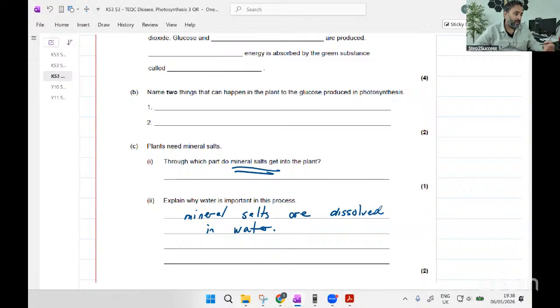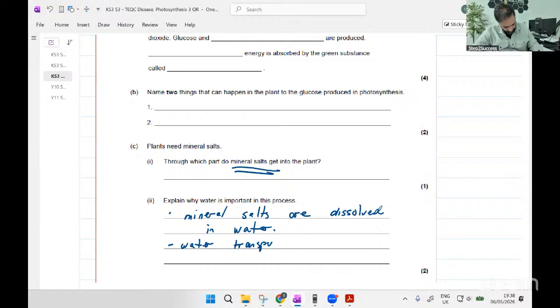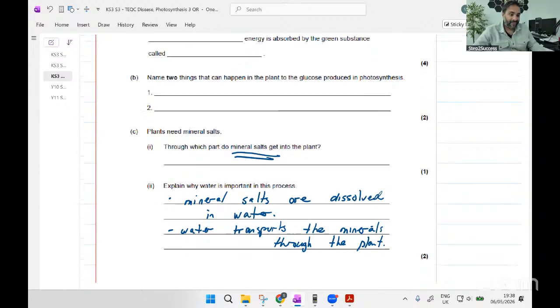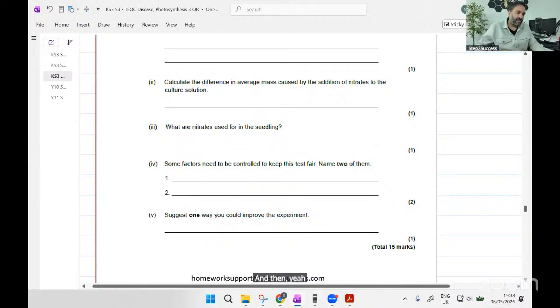The water is what transports the salt throughout the plant. Probably that.